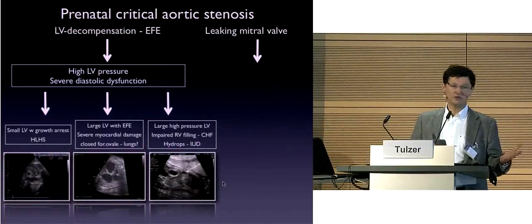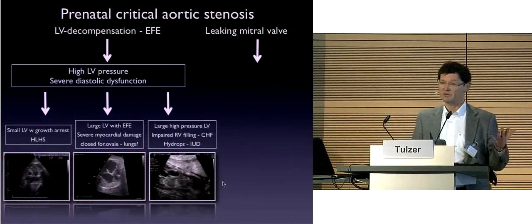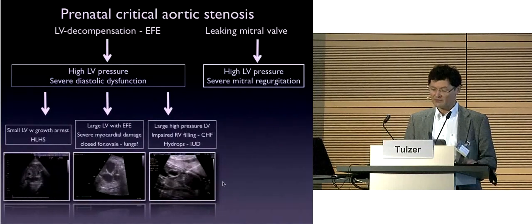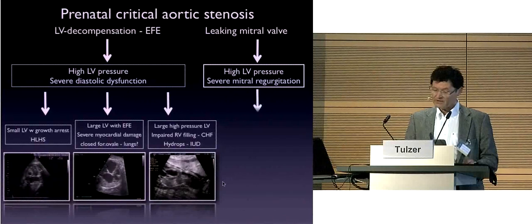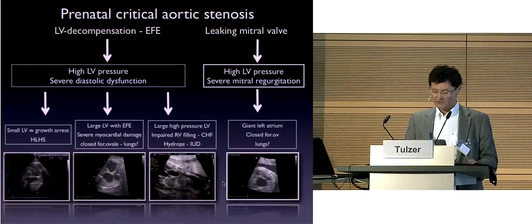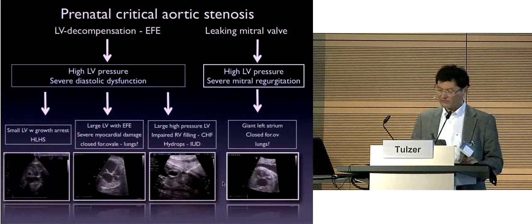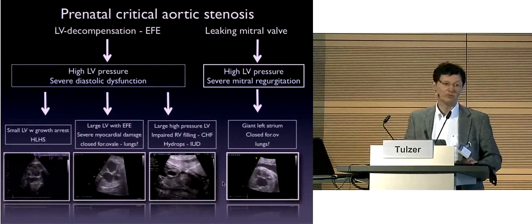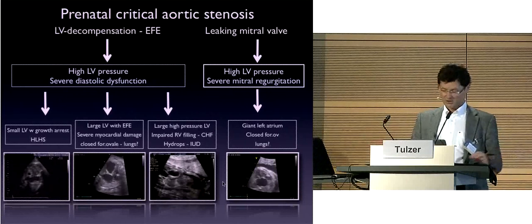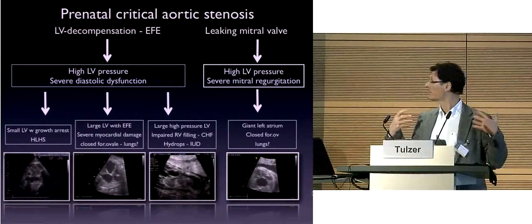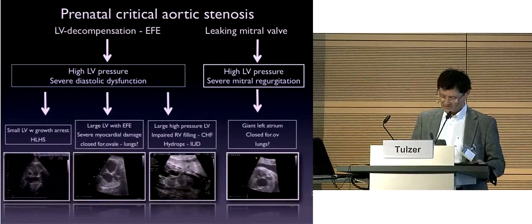The second situation is that the left ventricular pressure rises, and the mitral valve also has some sort of abnormality, and the mitral valve starts leaking, and then you are stuck with a severe mitral regurgitation due to aortic stenosis, and now not the left ventricle blows up, but the left atrium blows up here. And you've got a closed foramen ovale again before birth, congestion of the fetal lungs, and also a very bad outcome as a neonate.